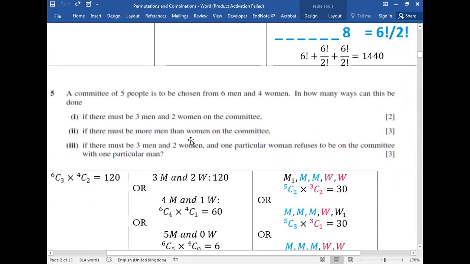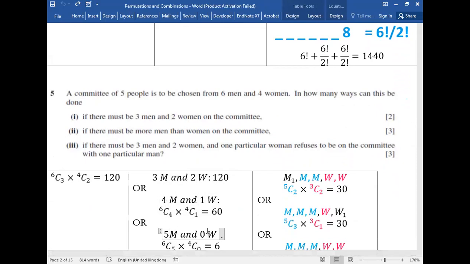If there must be more men than women on the committee. So what can we say? 3 men and 2 women, or 4 men and 1 woman, or 5 men and you can count all these possible committees and tell me the total value. पहले लिख लो. Calculator should be the last thing that you people should use.